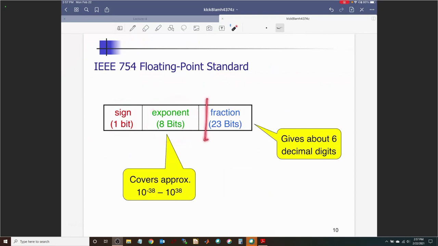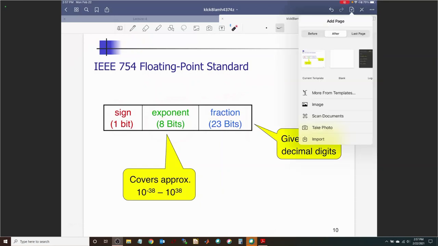and 23 bits for fraction. Now, I hope you saw that we went from sign, exponent, significant to sign, exponent, fraction. How are we able to go from significant to fraction? Can we do that? Let's answer that by asking a different question.